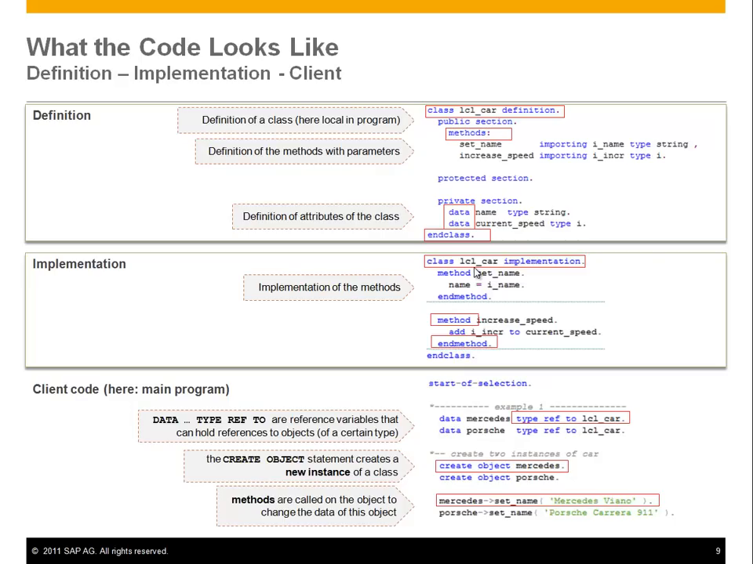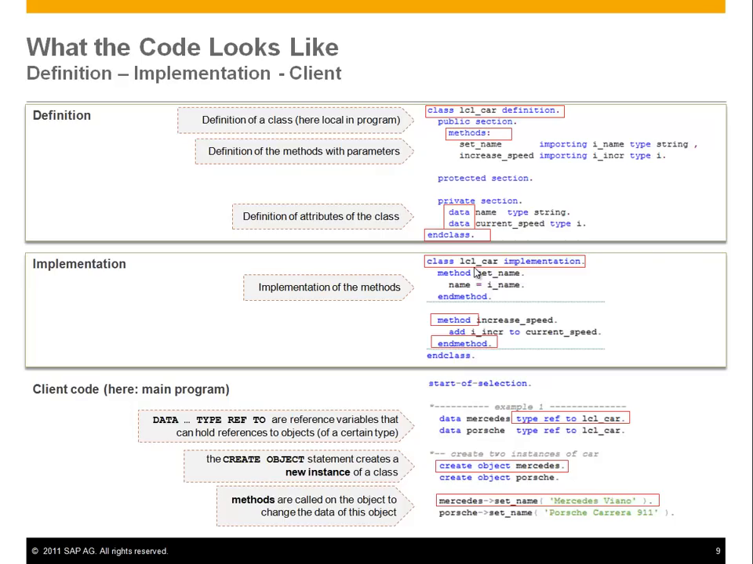Now, the create object statement creates a new instance of a class. So we say create object Mercedes, which will create an object of type class LCL car. And the same thing, create object Porsche will also create an instance of type LCL car. So now I have two of them, and they're in two different variables, the references.